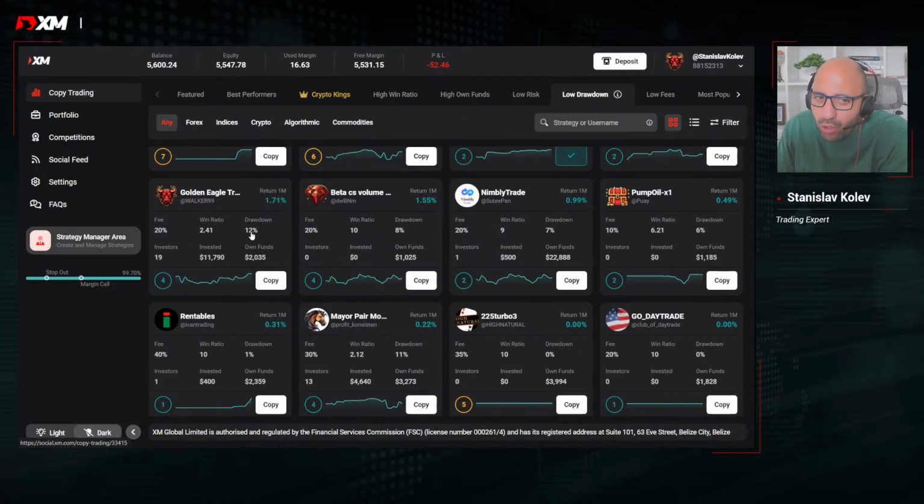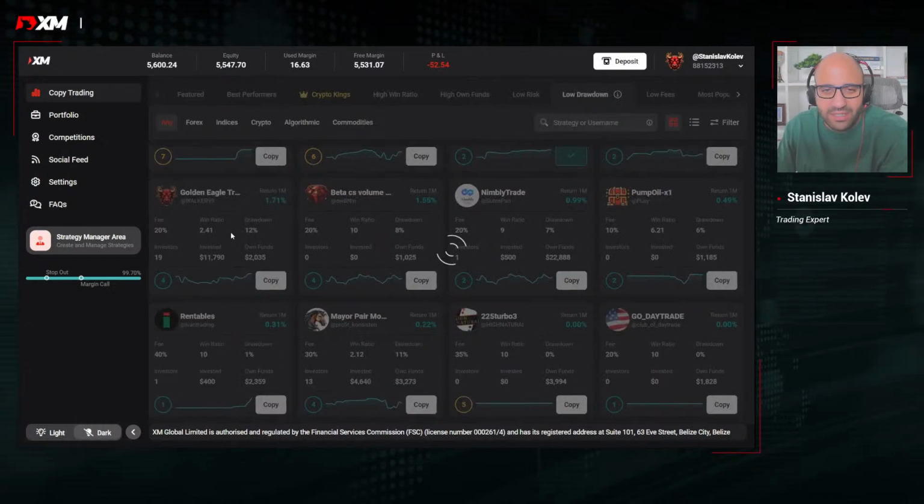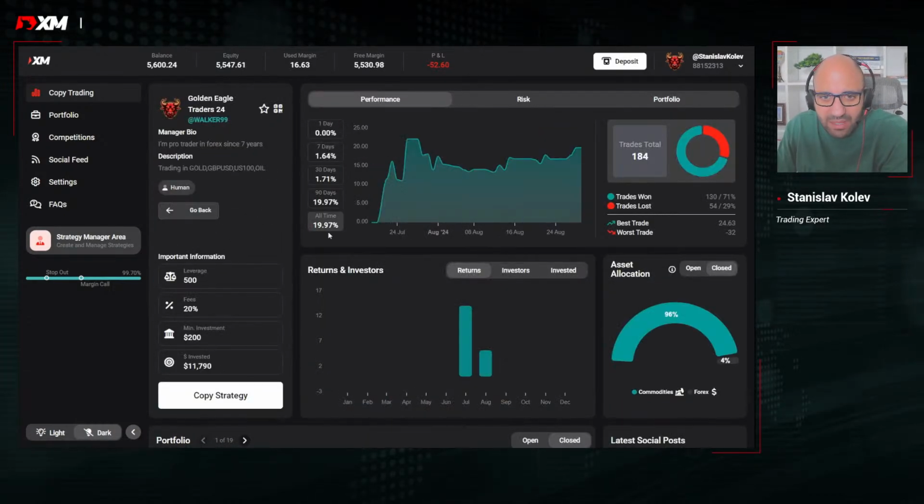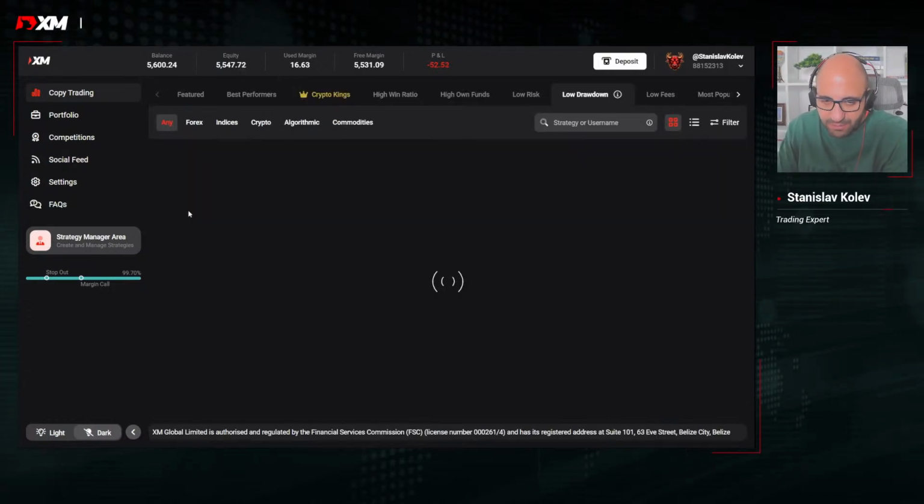So we got only 12% drawdown. We got 19 investors here. Let's see that performance. And the all time is from beginning of July. So it's not much of history. Actually, it's end of July. So it's not even 1 month. I will be a little bit skeptical here and instead go back and try to look for something else.